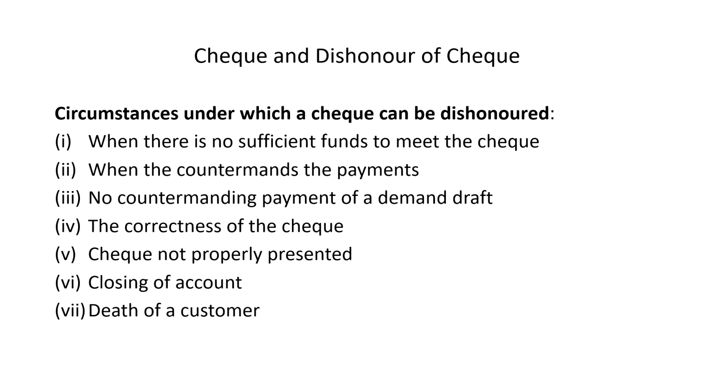The fourth one is the correctness of the check. That is very important as an exam question. This is one of the grounds on which the paying banker can easily dishonor the check, the correctness of the check.